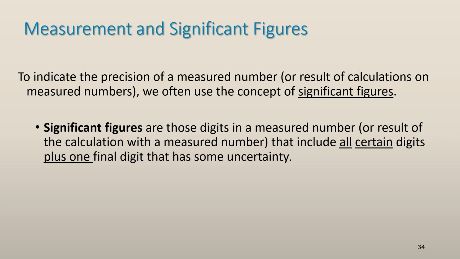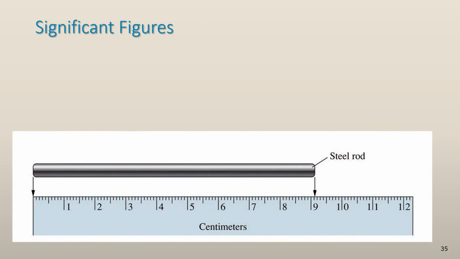Okay, so significant figures are defined as the digits in a measured number, or the result of a calculation, that include all certain digits plus one final digit that has some uncertainty. Okay, so let's talk about these significant figures. Let's say we're trying to measure this steel rod here.